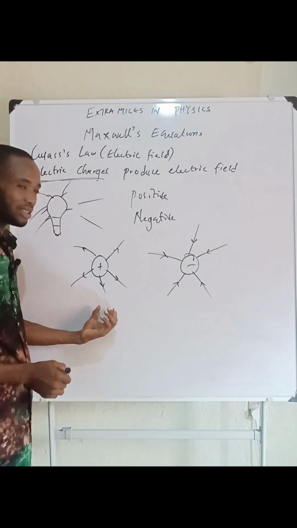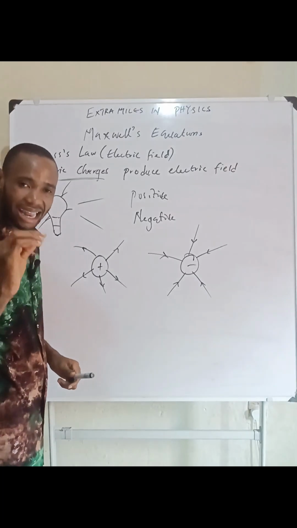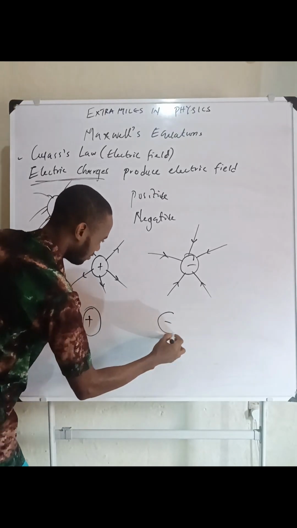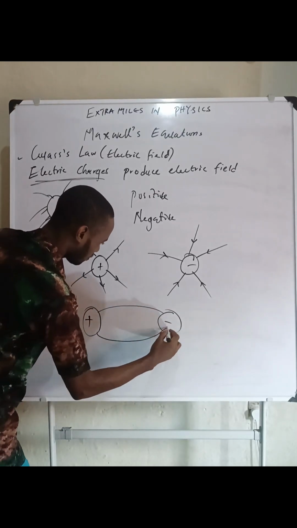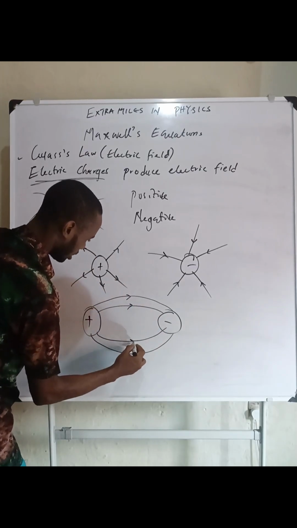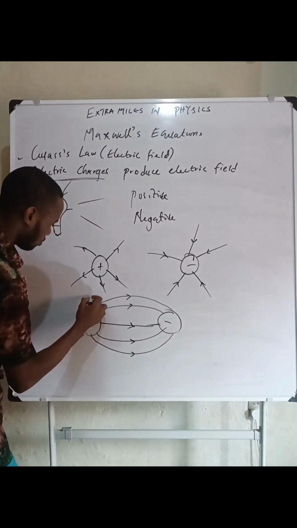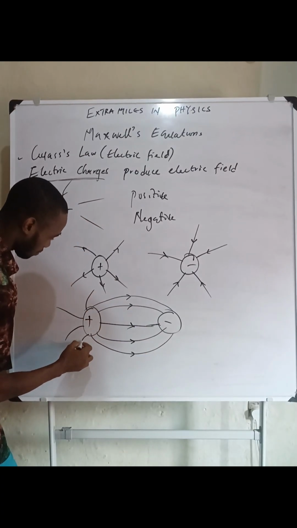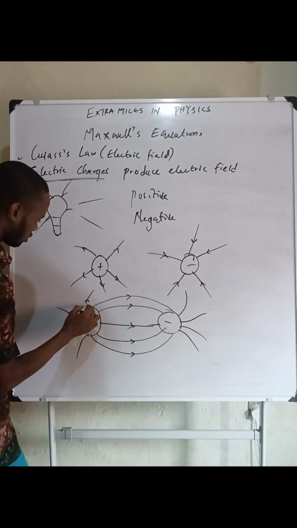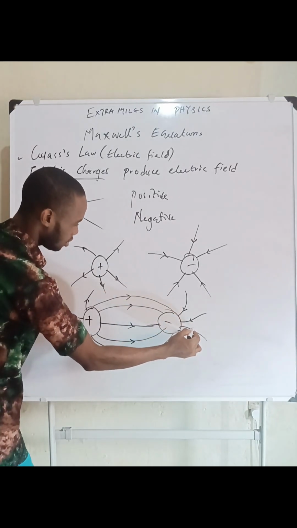Now, if we have both the positive and the negative charges in space, then there will be an electric attraction. So let's say we have positive here and negative here, then the force field will look somewhat like this, where this is pointing outwards, and this will be pointing inwards.